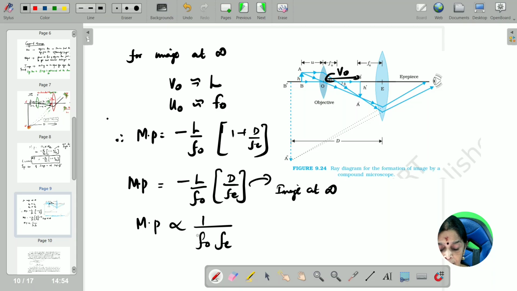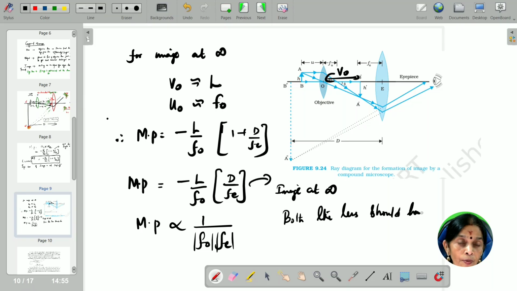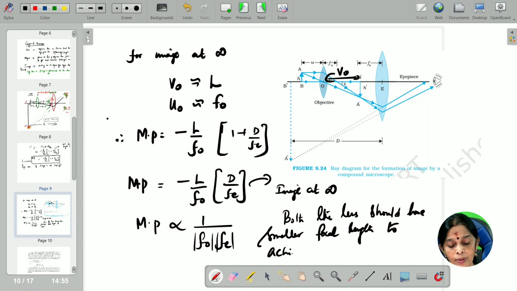Therefore, both focal lengths should be smaller in order to have greater magnification. Both lenses should have smaller focal length to achieve greater magnification. You understand? In order to obtain greater magnification, you require smaller focal length.